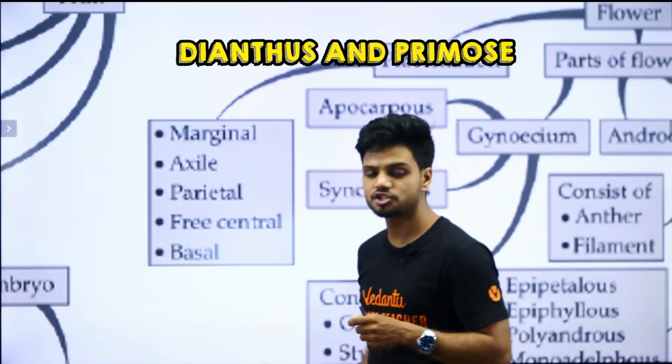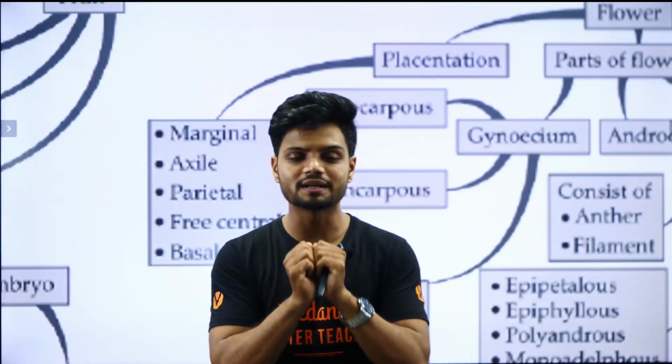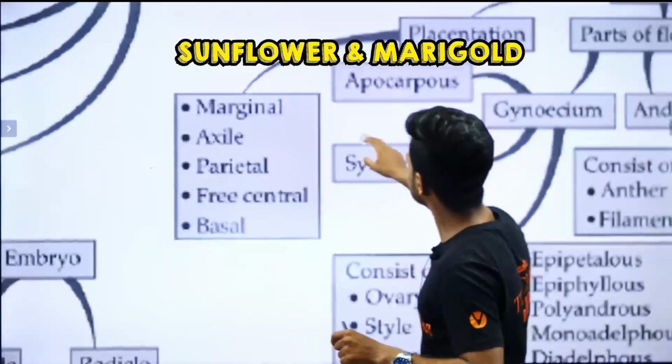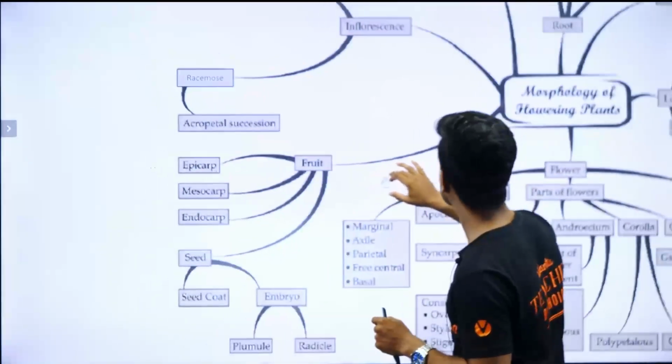Then we have basal placentation, in which there is a single ovule present at the base of the ovary. Example is going to be marigold and sunflower. There it is, the entire chapter done, not yet.